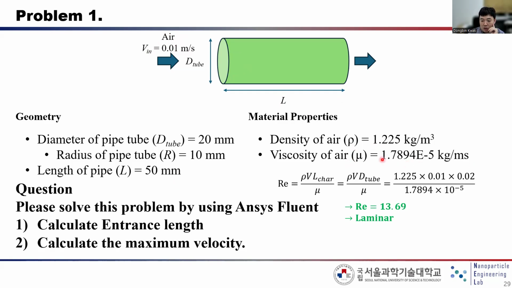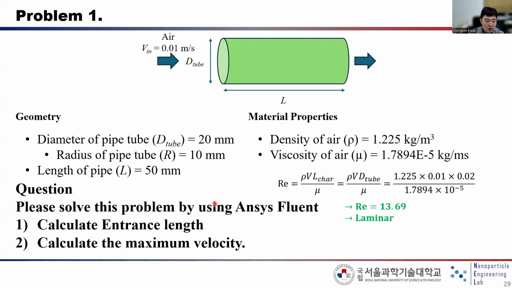Because we know the rheological (fluid) properties and the geometry of this tube, and also the average inlet velocity, we can determine the Reynolds number based on this equation. We get a Reynolds number of around 14. So based on those conditions, this flow should be laminar.